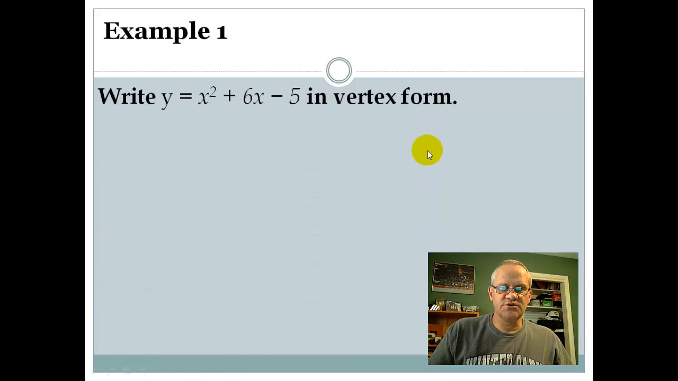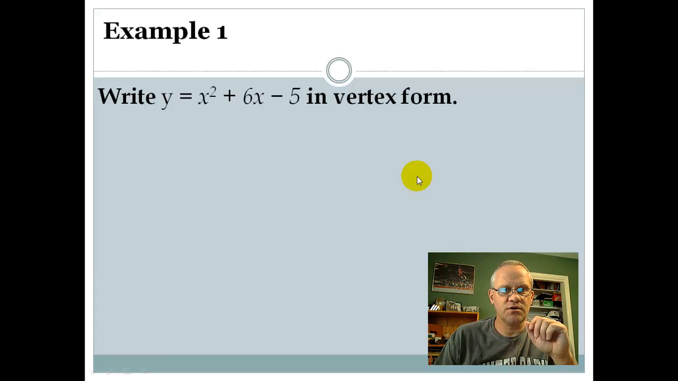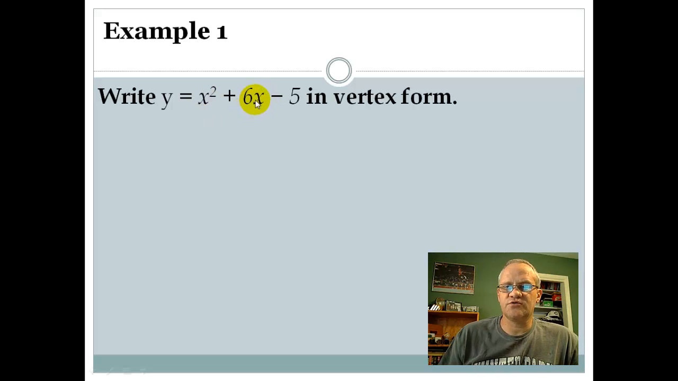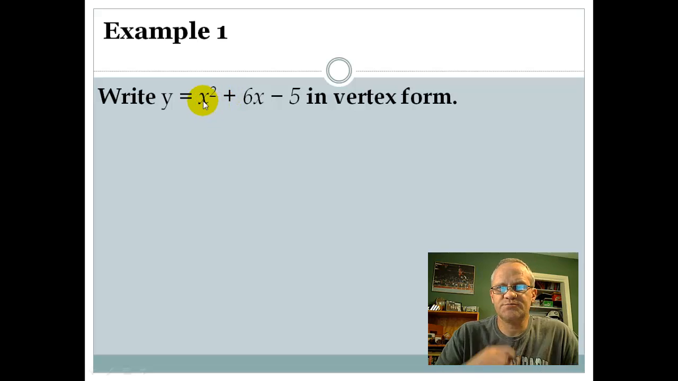All right, so here's an example of what we might do in our homework. We're given an equation here. This is a quadratic equation, but it's in standard form there. It's not in vertex form. And so how do we change this into vertex form? Well, there are some other ways to do this, but what we think is kind of the easiest is let's just find the vertex, and then we can plug in the numbers.